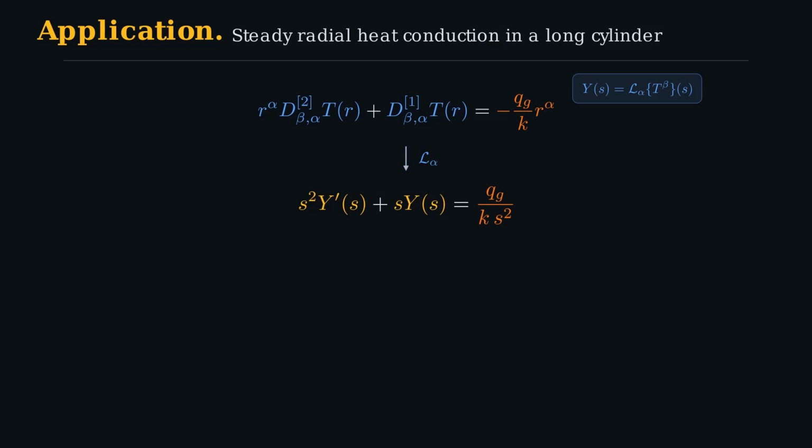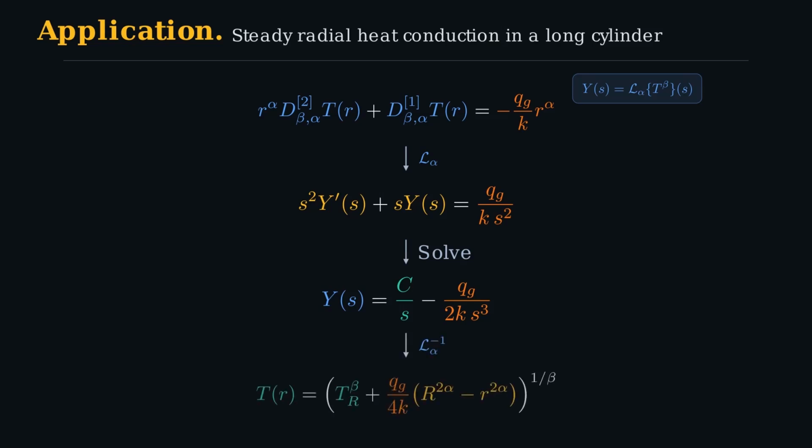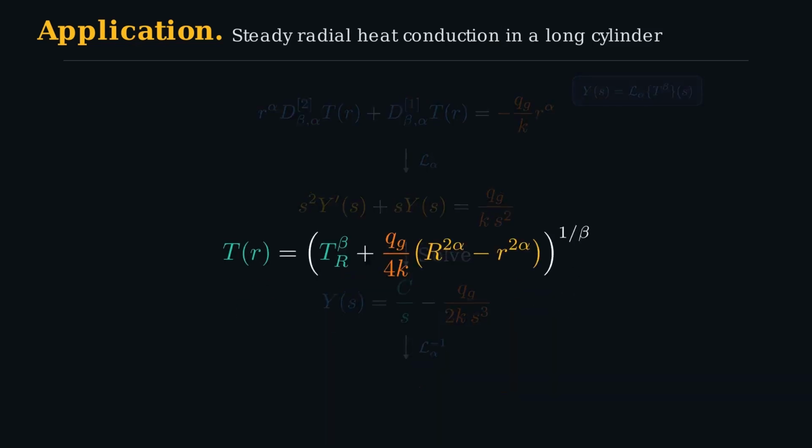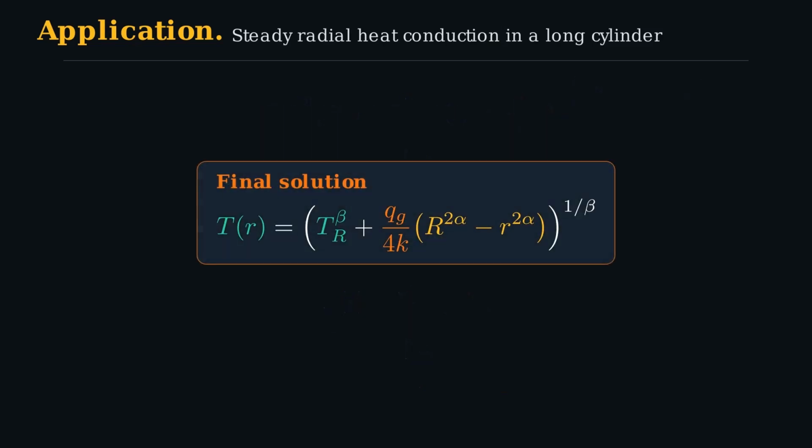Then we solve this transformed equation for y of s. The solution contains one integration constant together with the term produced by the heat generation. After that, we apply the inverse alpha Laplace transform. This takes us back from the transform variable to the radial temperature profile. Finally, using the boundary temperature at the outer surface, the integration constant is determined. The result is the explicit temperature profile shown here. This formula describes how the temperature changes from the center of the cylinder to the outer boundary under the fractal radial model.